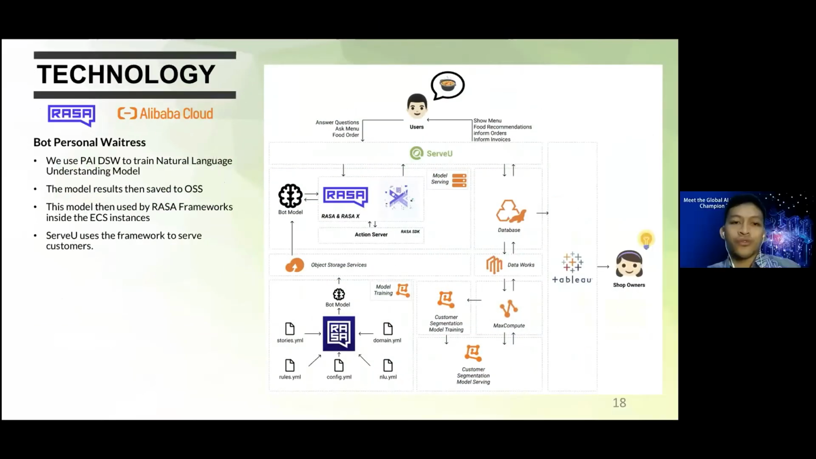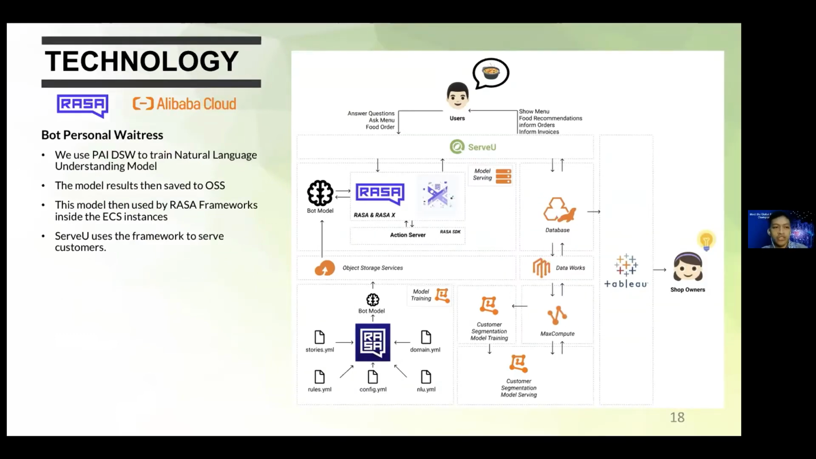Okay, so Vincent and Luis already gave you a brief idea about what we are building, right? So now it's time for how we can make it happen. And here, we actually built two kinds of AI model. The first one is the natural language model. And the second one is the customer segmentation model. The idea is we want to help not only the user, but also the shop owner itself.